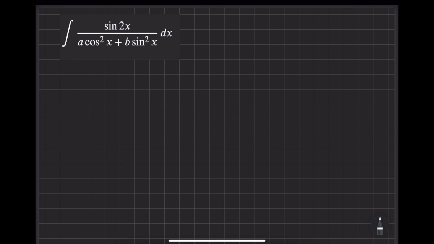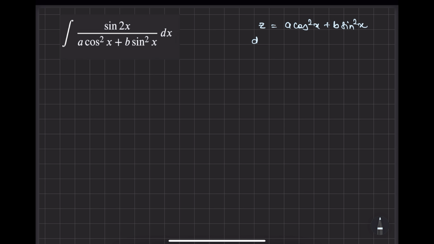We have this situation. We have to integrate sin 2x upon a cos square x plus b sin square x. If you observe, you know that we have to take help of substitution, and you may find the denominator part to be annoying. So I will take the whole denominator as z, so z equals a cos square x plus b sin square x.